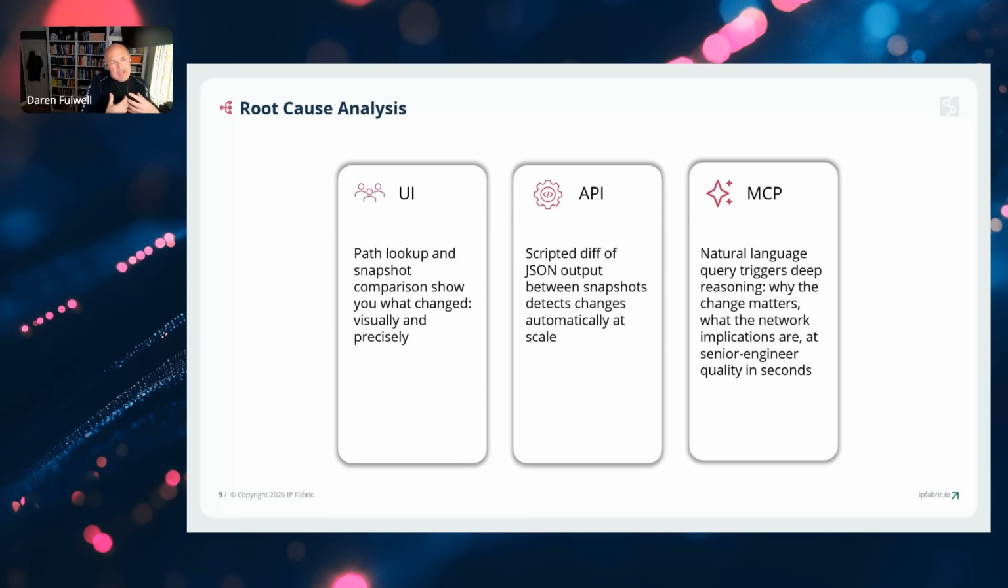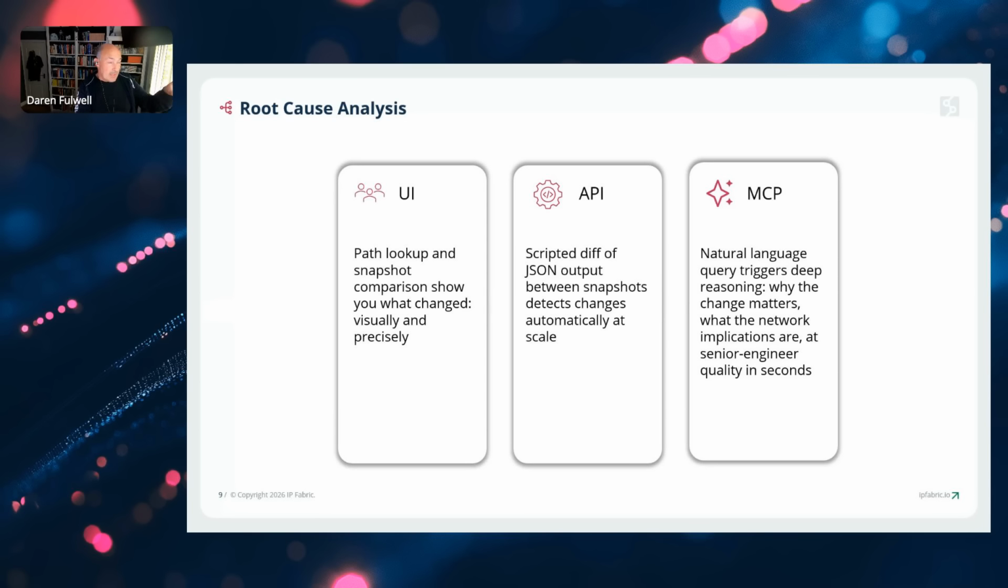So in this case, in the UI, it's all about going to look at our path lookup capability and our snapshot comparisons to say, look, something's changed. Where is it? What is it? And how do I find out what it is? As an individual, I'm doing the exploring, but IP Fabric's giving me the tools to do that.